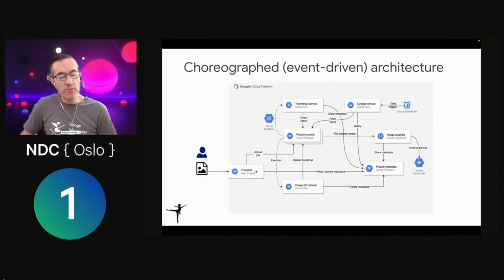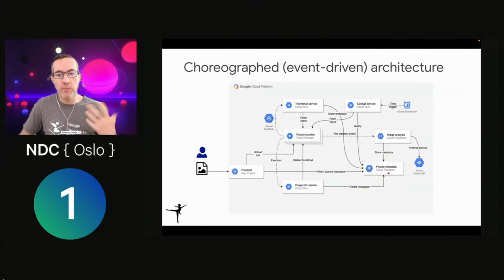So a user is going to upload a picture through the web front end. Here I'm using App Engine as my web front end. A picture is uploaded into a Cloud Storage bucket, and here it's going to trigger some events. So when a new picture lands in a bucket, it's going to trigger the image analysis function, which is going to call the Cloud Vision API. And once the Vision API returns, we're going to store some picture metadata here in the Cloud Firestore NoSQL database.